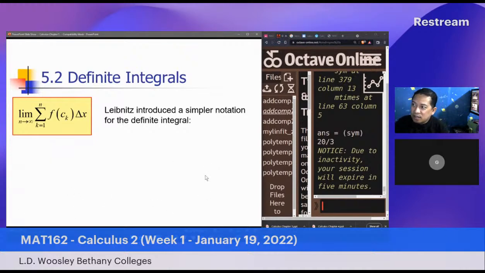Alright, anyway. So this Leibniz introduced a simpler notation for this. Dito, dati ganito ang integration o antiderivative, ganito ang expression. Pero parang hindi nila magets. No? Kaya sinimplify ni Leibniz yan. Ayan.